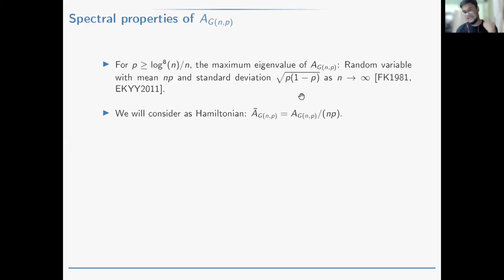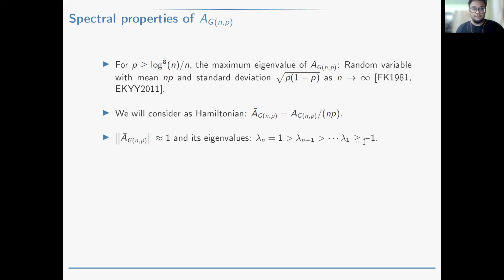Remember, the Hamiltonian for our quantum walk was the normalized adjacency matrix. So we had to divide the adjacency matrix by the spectral norm, which is essentially in this case NP plus some standard deviation. But what we show in the paper, and have not detailed in this slide, is that if you divide this adjacency matrix by the mean of the spectral norm, it essentially suffices. So our normalized Hamiltonian is just A_G(n,p) over NP, the mean of the highest eigenvalue of the adjacency matrix of the graph.